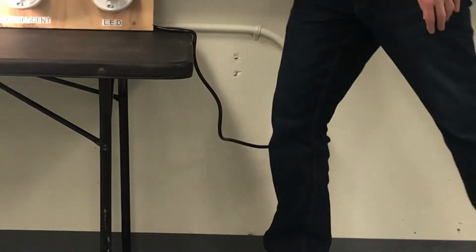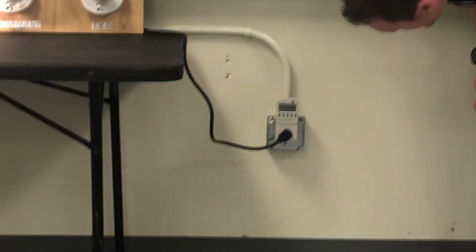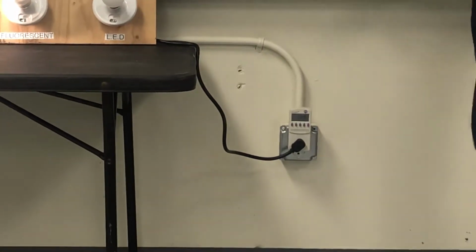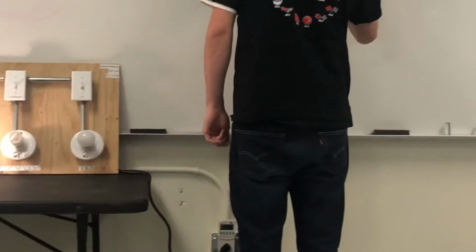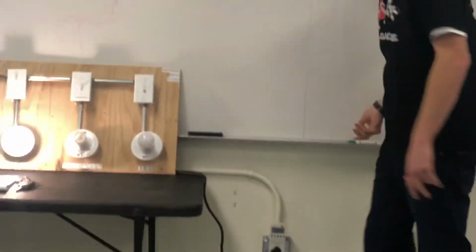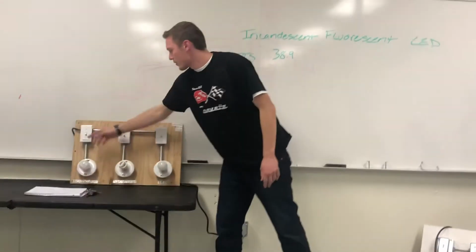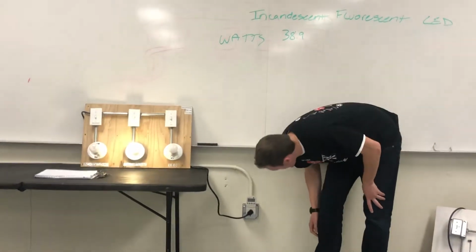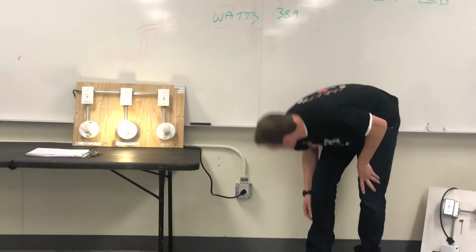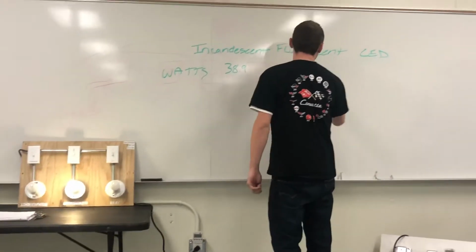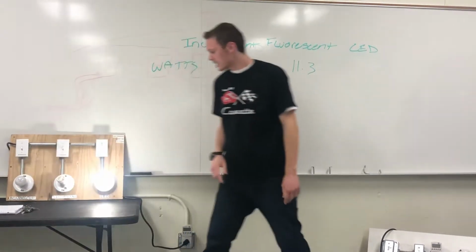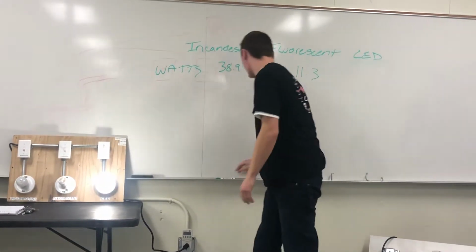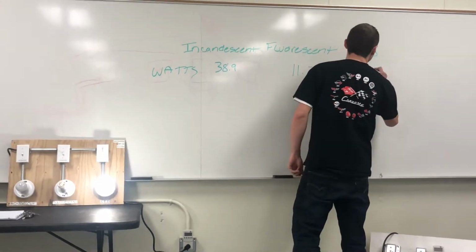I have to turn a light on. So incandescent is going to draw 38.9. This will all be watts. I'm going to try to keep this brief and good. And we're going to turn it off and turn on the fluorescent. And a fluorescent's going to be significantly better, but it's not going to be the greatest at 11.3. And then we're going to turn on the infamous LED, which, drumroll please, is going to be 2.6.